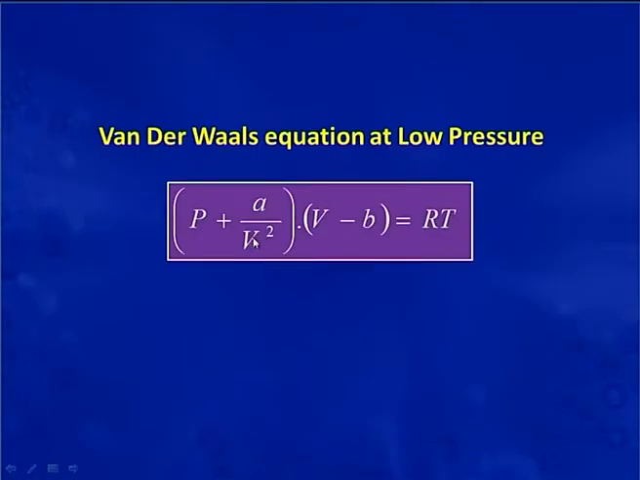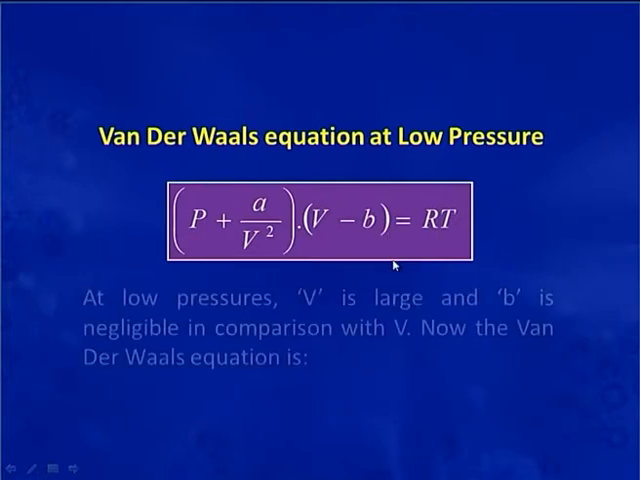Now, we are going to check the validity of the van der Waals equation. Let us start with the van der Waals equation at low pressure. The van der Waals equation is (P + a/V square)(V minus b) equals RT.